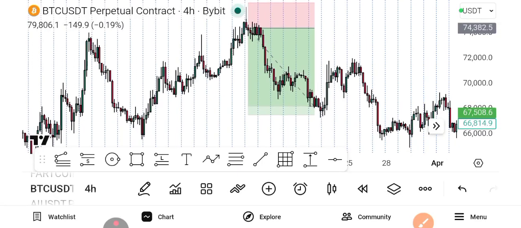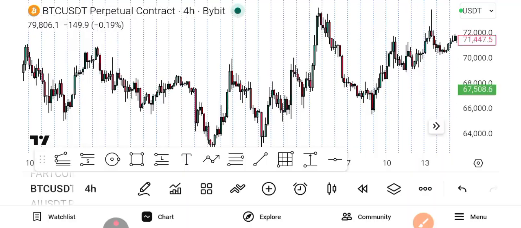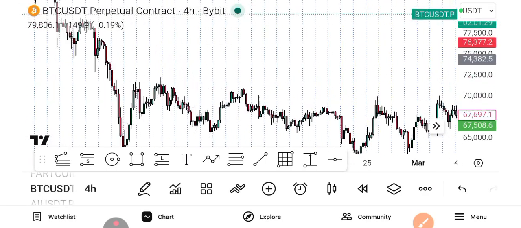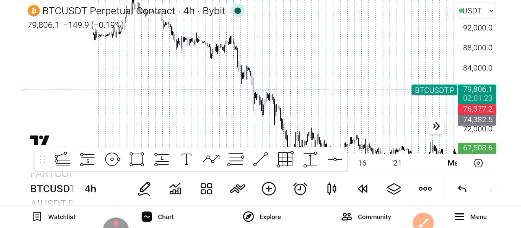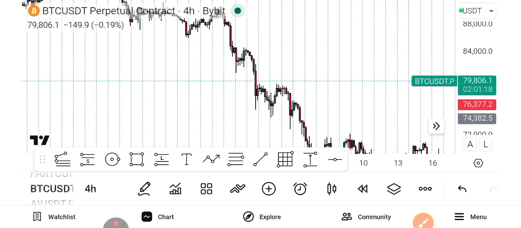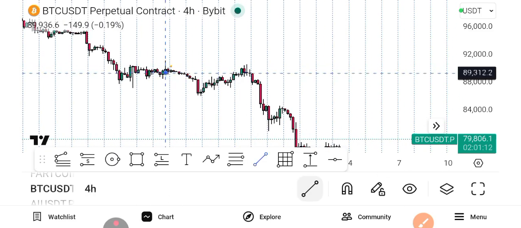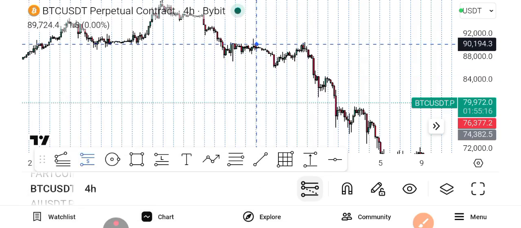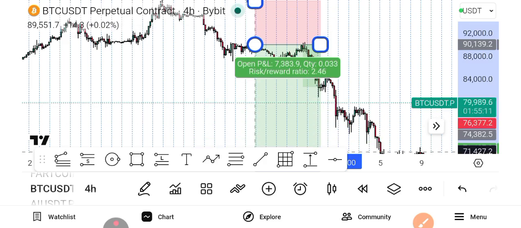So let's look for another one. Let's check for another bearish hammer, or we also call it a pin bar. Let's see. Okay, we have a smaller one here. We have another one here. For short position 2, you drop it here and you drag down.